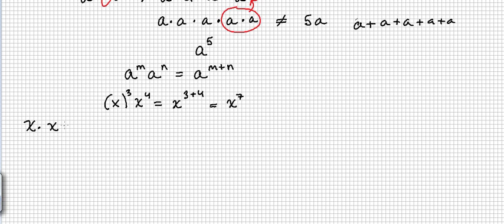X times x times x is x to the 3rd, multiplied by x to the 4th, x times x times x times x. Remember that this is not addition, this is multiplication. So the number doesn't go in front, it actually goes into the index. So we have an index here of 1, 2, 3, 4, 5, 6, 7. That is true, x to the 7th.